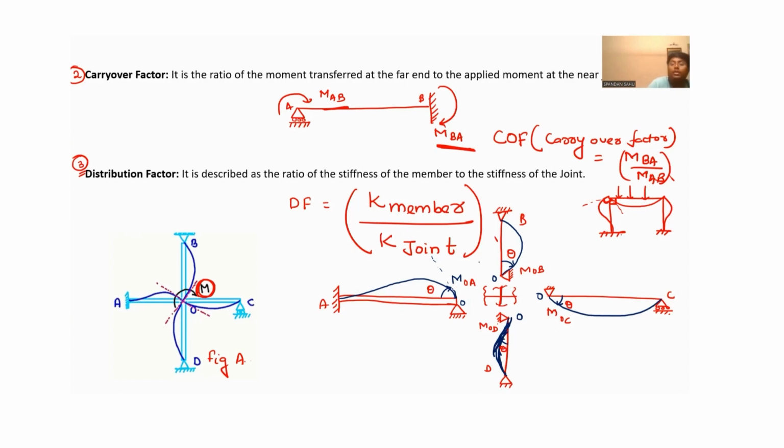So MOA is what? Now it will be KOA into theta. MOB will be equal to KOB into theta. MOC will be equal to KOC into theta. And MOD will be equal to KOD into theta. Where KOA, KOB, KOC and KOD, or KIJ in general, are bending stiffnesses.